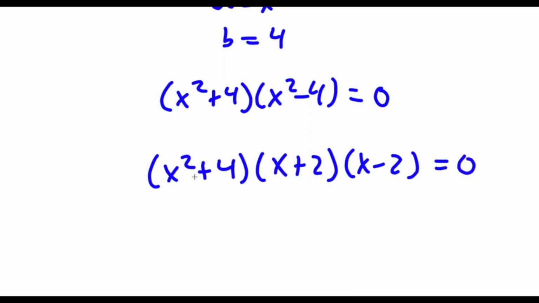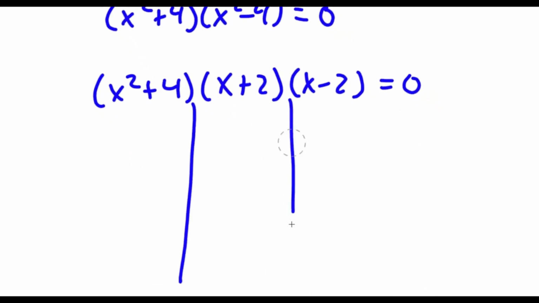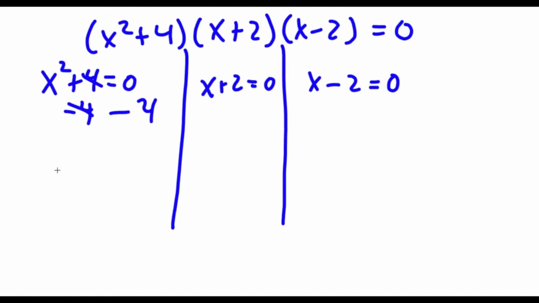So now this is going to give me 3 equations. I have x squared plus 4 is equal to 0, x plus 2 is equal to 0, and x minus 2 is equal to 0. So first off, for x squared plus 4 equals 0, I'm going to first start by subtracting 4 on both sides. So now these two cancel out, and now I'm left with x squared is equal to negative 4.